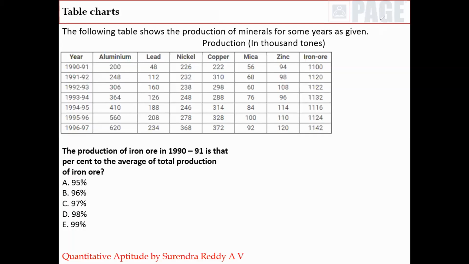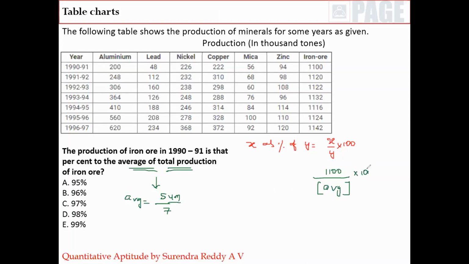So the production of iron ore in 1990 to 91 is what percentage of? Okay, same question: X as a percentage of Y. How do you get X as a percentage of Y? Is it X upon Y into 100? The production of iron ore in 90 to 91 is 1100. This is what percentage of the average of total production? Average production means sum of productions by number of productions, right? This average we will figure out and place it here, and to convert into a percentage, we will multiply by 100.